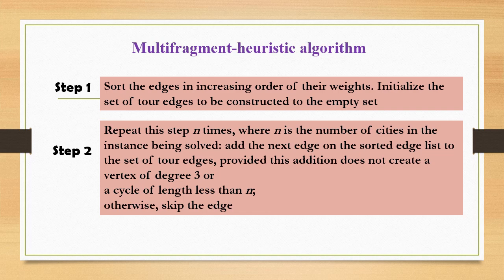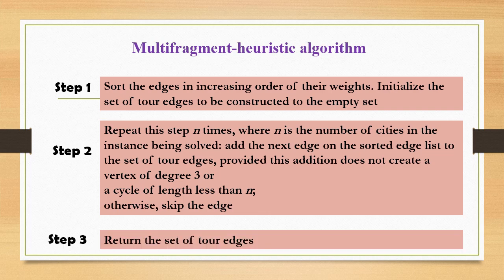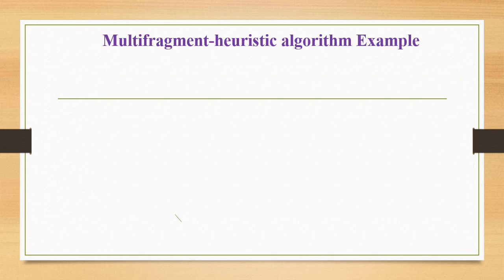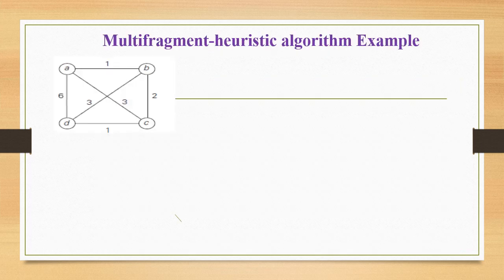Whenever we are adding a new edge in a graph, we are supposed to calculate the degree of each vertex, so that none of the vertices has a degree of 3. Then we return the set of tour edges. So we will see an example. Here I have taken an example graph. Here we have four cities, four vertices, so n is equal to 4.